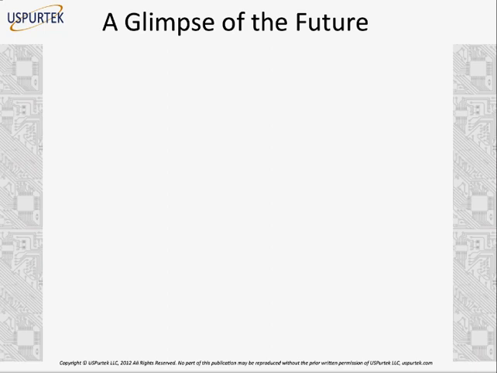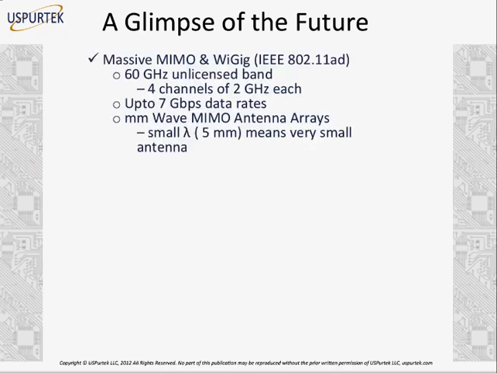So let's look at the future. Where is this technology heading? Massive MIMO. So massive MIMO means a very large number of antennas at the transmitter and the receiver. In fact, there is a standard currently, which is IEEE 802.11ad. AD is for advanced. It's called WiGig. It has adopted massive MIMO.